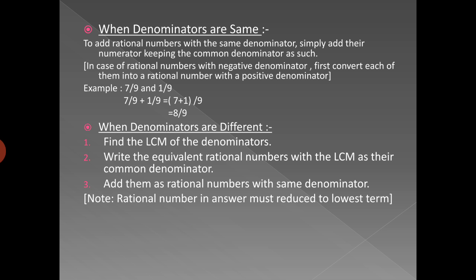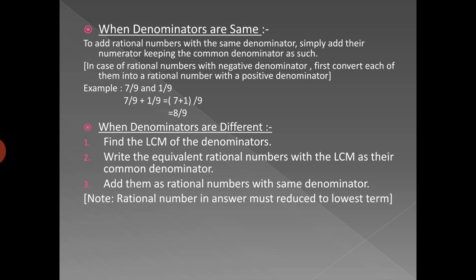For example, 7 upon 9 and 1 upon 9. See, both the denominators are the same, 9. So whenever we are adding 7 upon 9 and 1 upon 9, we just add the numerators 7 plus 1 and write on the denominator place only 9. So after solving this, we got 8 upon 9.